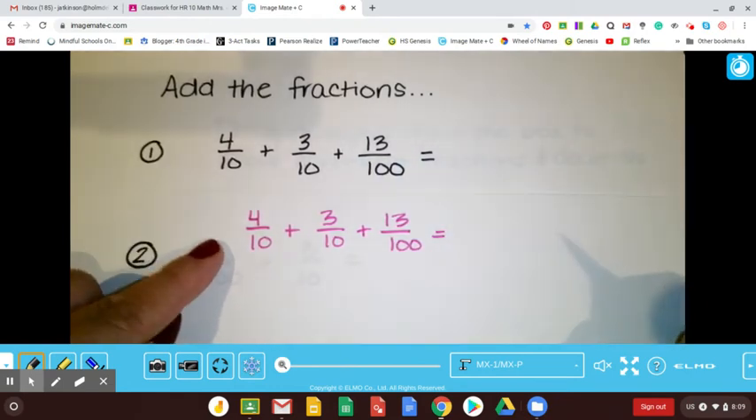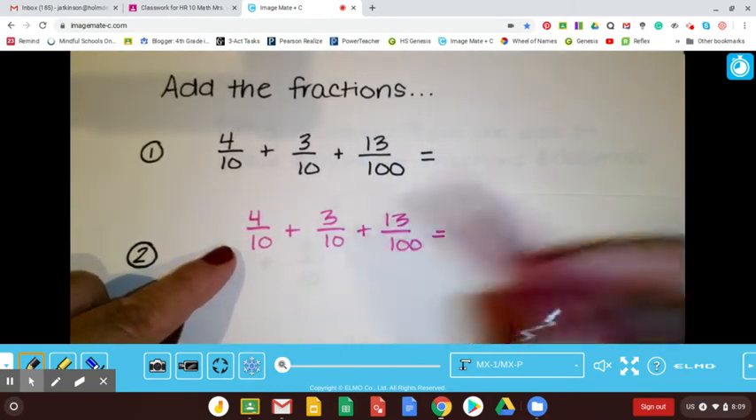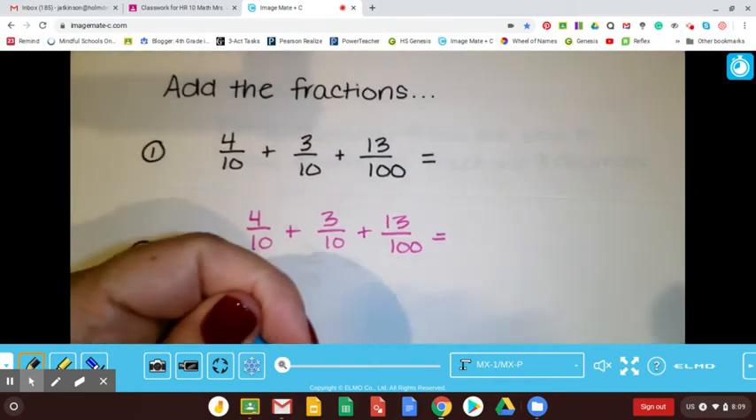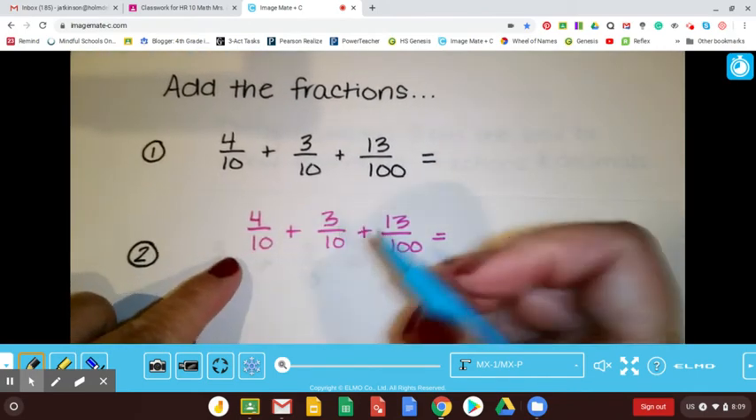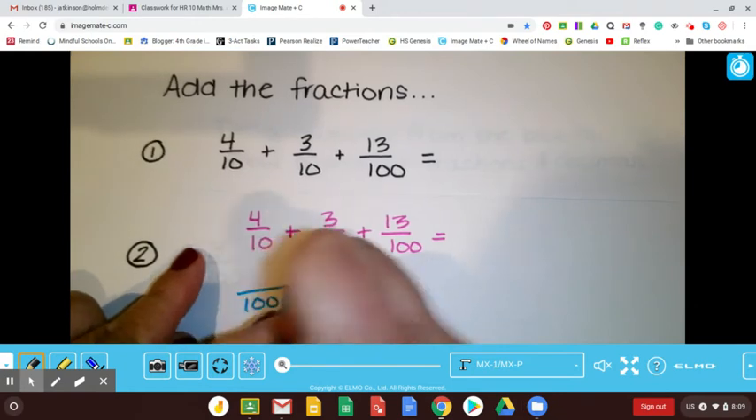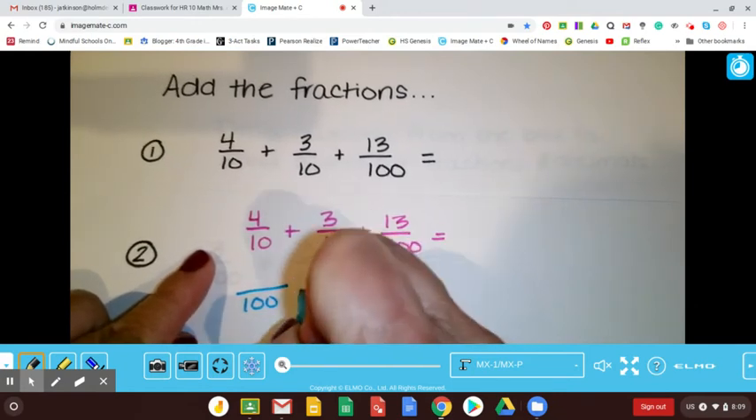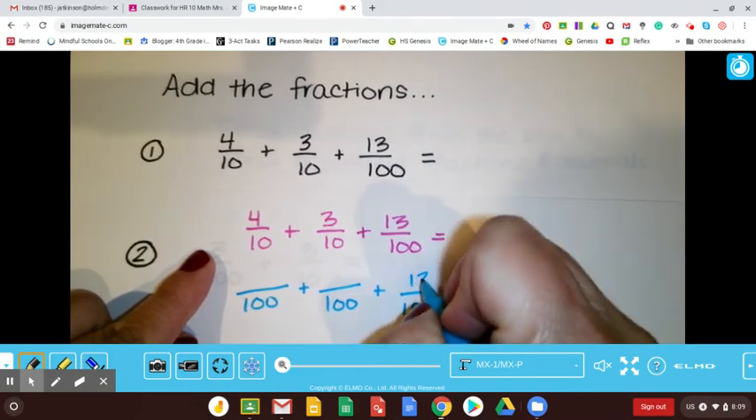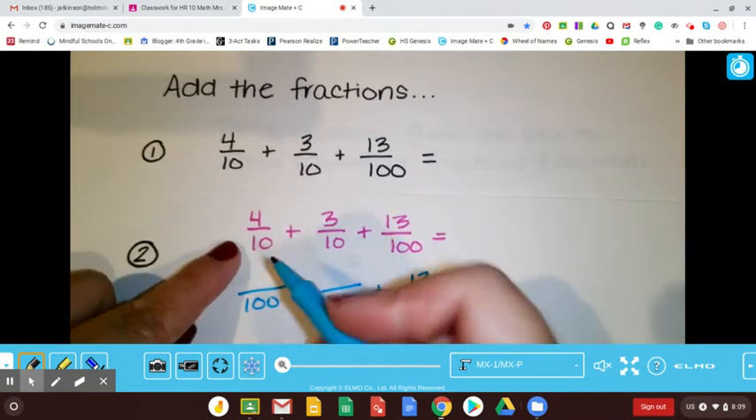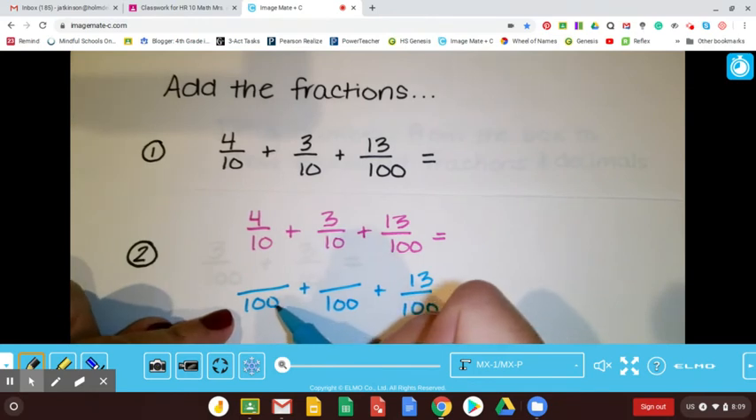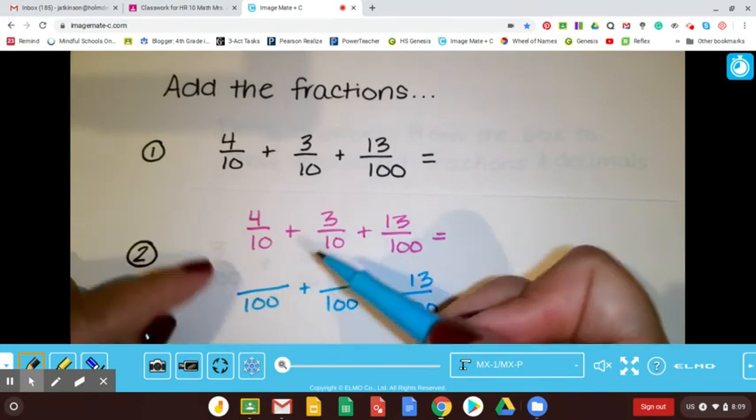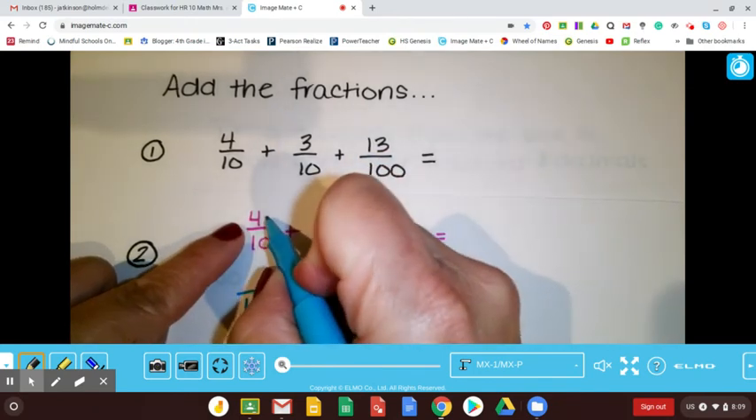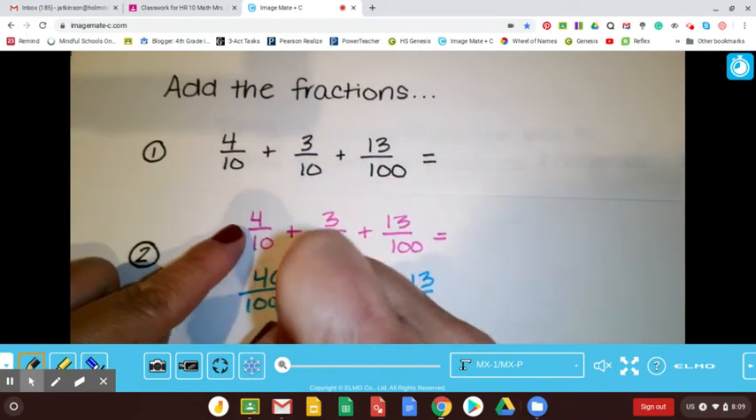You should be solving this at home if you can. When we do that, what we're going to want to do is change these guys to denominators of 100. So this one we don't have to change because it already has a denominator of 100. But how did we go from a 10 to a 100? Well, we multiplied by 10. So now we have to multiply 4 by 10. So 4 times 10 is 40.